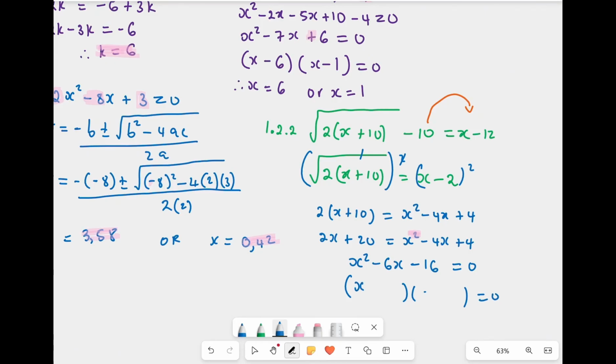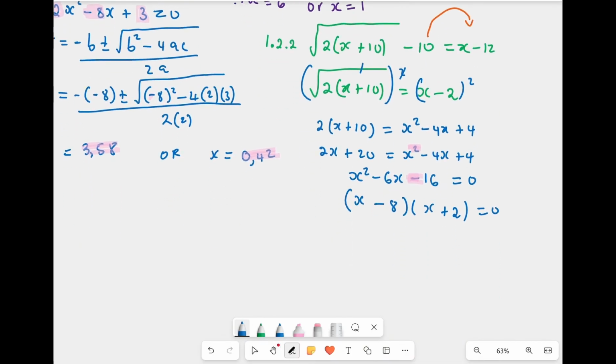So we have x, it will be 8 and 2, because 8 multiplied by 2 is 16, but 8 minus 2 is 6. Remember, if this term is negative, we subtract, and then if it is positive, we add. Now, we can see that the middle term is negative, so the bigger number will take a negative, and then here we have a plus, because signs are different since our c is negative. And then now from here, we can see that our x is equal to positive 8, or our x is equal to negative 2. Now we need to check.